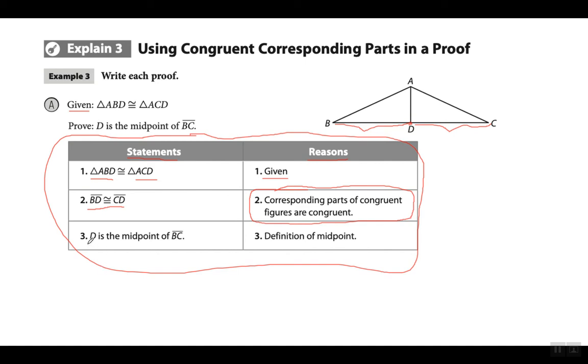All right, and the last thing you always write is what you had to prove. You had to prove that D is the midpoint of BC. That's always the last statement that goes there. D is the midpoint of BC, and in this case, the reason is definition. That's the definition of a midpoint.